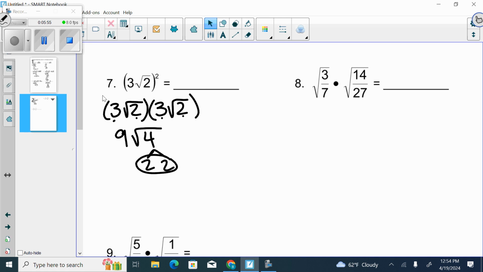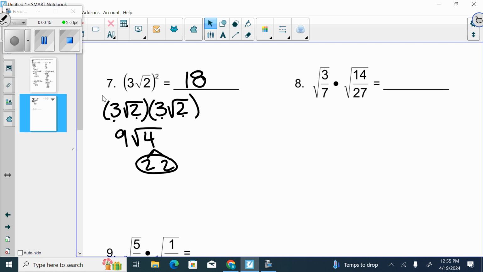2 times 9 would give us 18. And you guys said there's no leftovers, right? So that's it. Okay. All right, so here it says we've got square root of 3 over 7 times square root of 14 over 27.